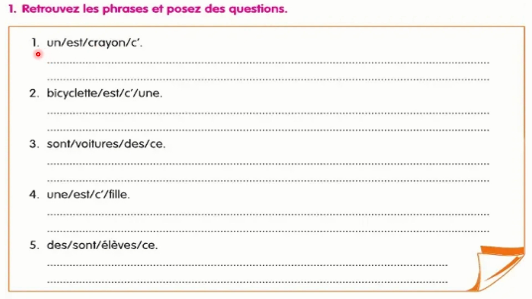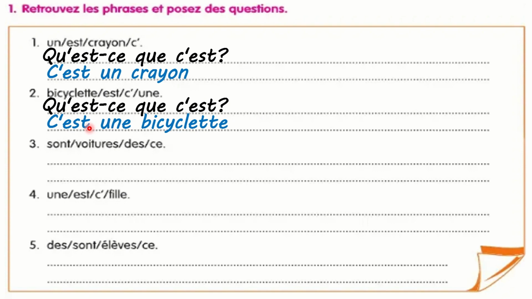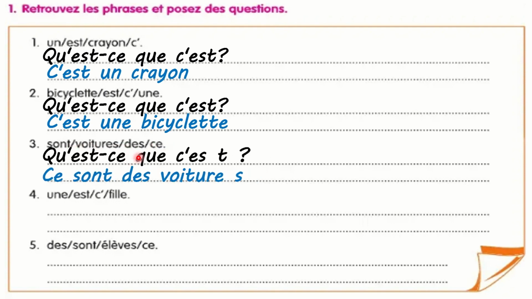So here we are at part 1, which is un, a, crayon, c apostrophe, which is qu'est-ce que c'est un crayon. That means what is this? It's a pencil. Bicyclette, a, c apostrophe, une. So the answer is, what is this? It's a bicycle. Qu'est-ce que c'est une bicyclette. Then we have son, voiture, des, ce. So, qu'est-ce que c'est? What are these? Ce sont des voitures. That means these are some cars.